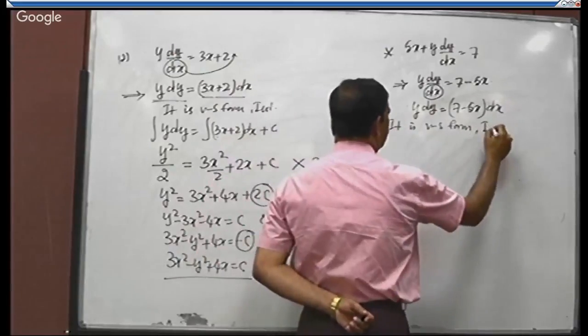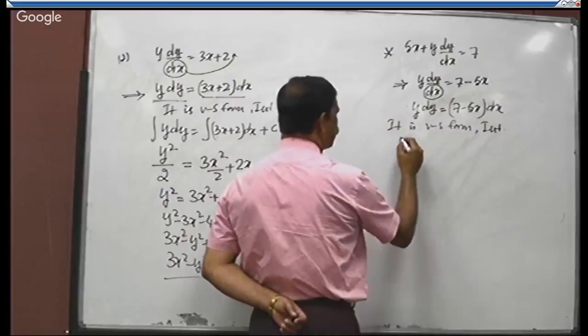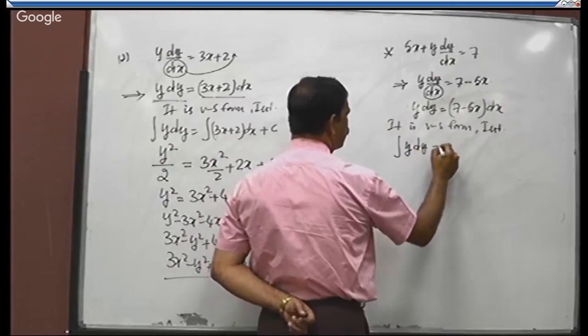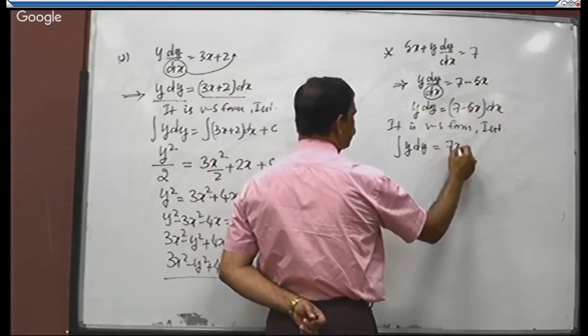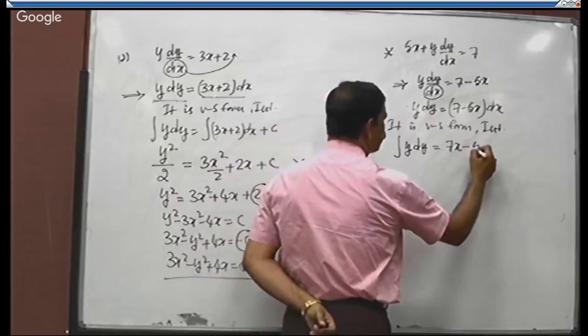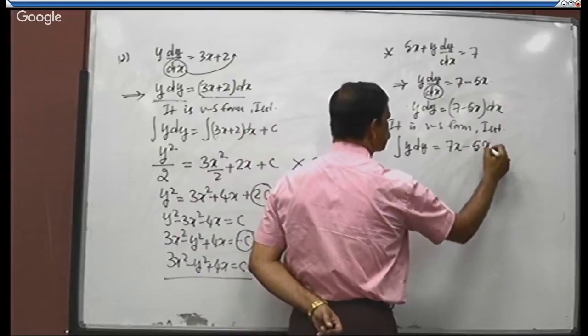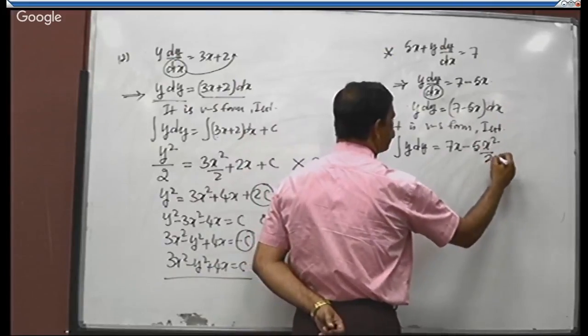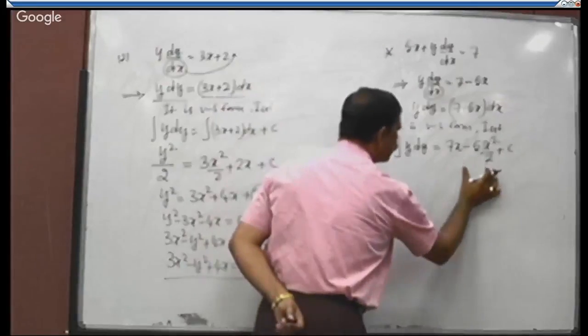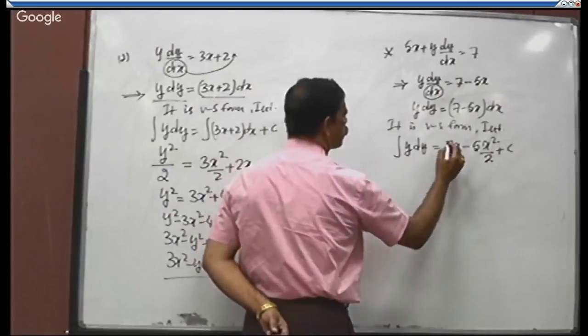Therefore, integrate. On integrating, it becomes integration of y into dy is equal to, for constant, it is constant into x, minus 5 into x square divided by 2, plus c. You take all these to this side.